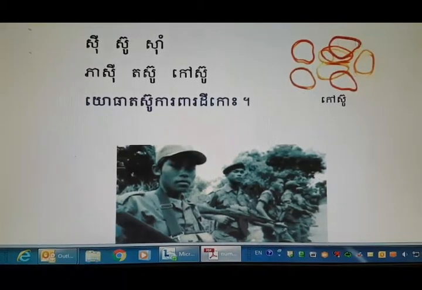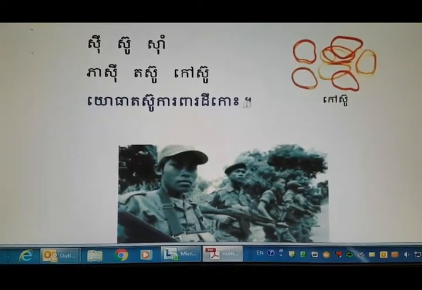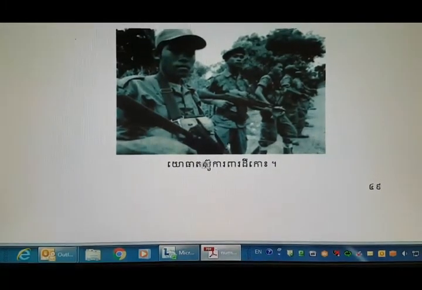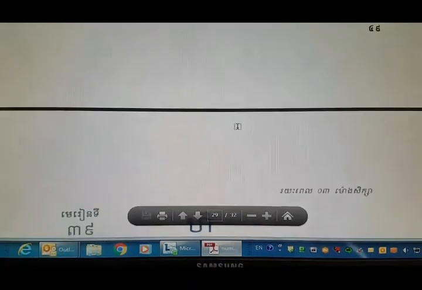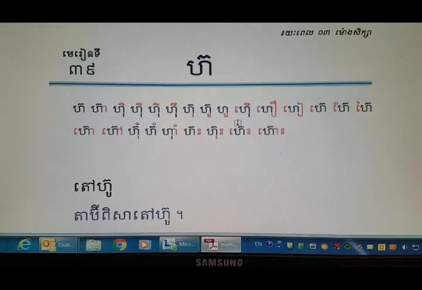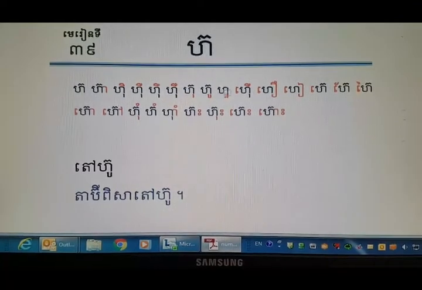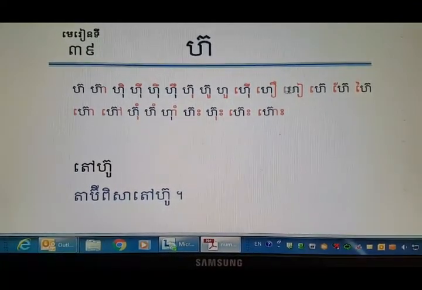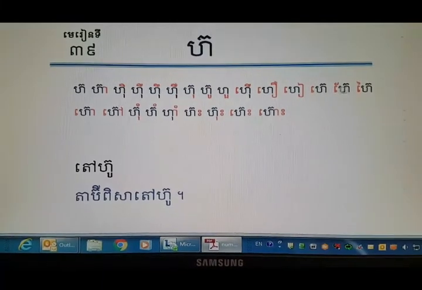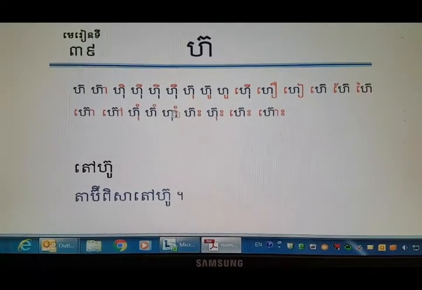So cao su here means rubber, stretchy. Here's the picture. Okay, next one is ho. So ho with trace up, ho.